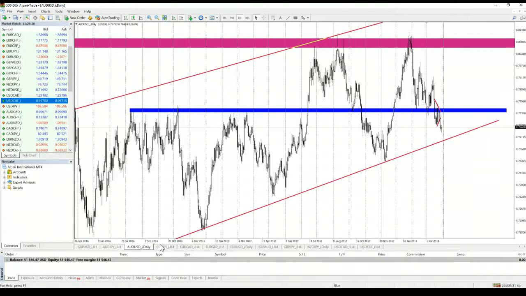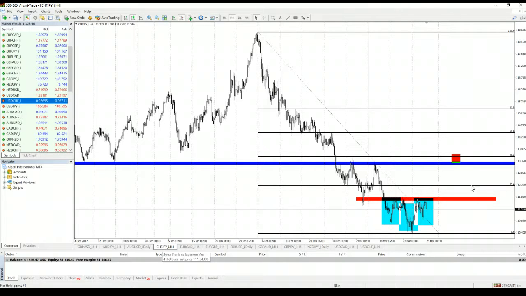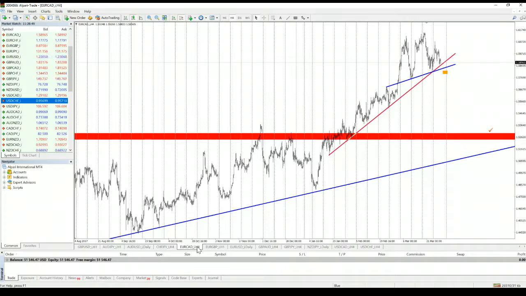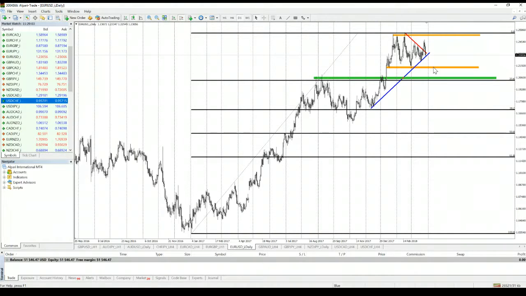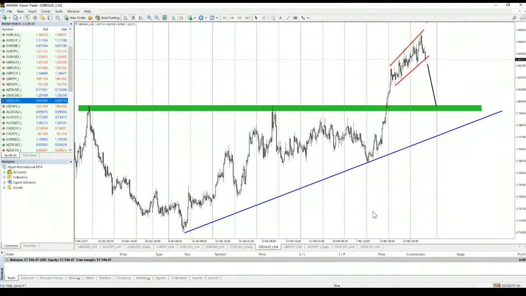Australian dollar to American dollar, that's more of a sell. Here, price closing above the neckline. Swiss franc to Japanese yen, above the neckline is a buy signal. Euro to Canadian dollar, price getting to the orange area is a sell signal. Euro to British pound, price getting below this sign is a sell signal. Euro dollar, price breaking the lower orange line, sell signal. Price breaking the upper orange line, buy signal.